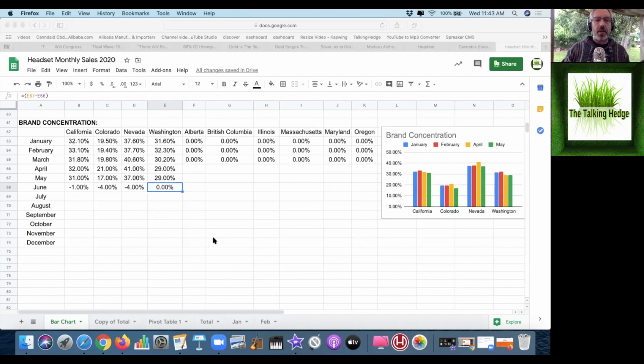But in Nevada, we're seeing consolidation around 37%. That's actually a lot higher. It's actually down negative 4%. And then Washington is flat at 29%.